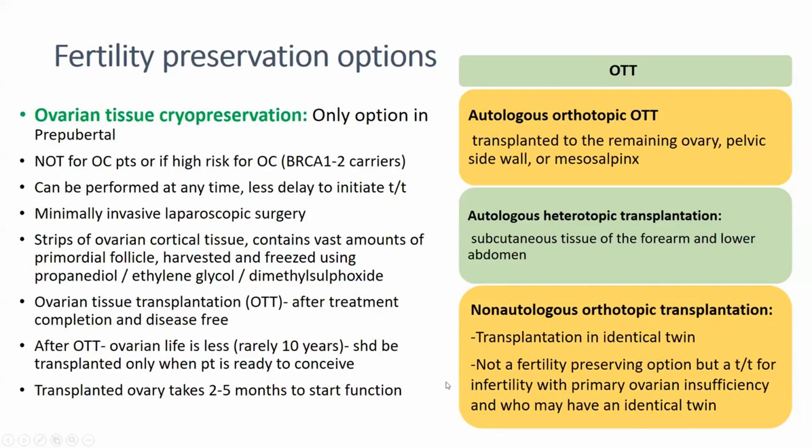One thing to keep in mind is that after ovarian tissue cryopreservation or transplantation, the life of the ovary is less, and it hardly exceeds 10 years. So the transplantation should be done only when the patient is ready to conceive, and it generally takes 2 to 5 months after transplantation to start function.